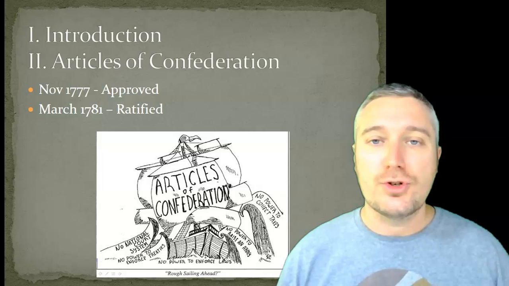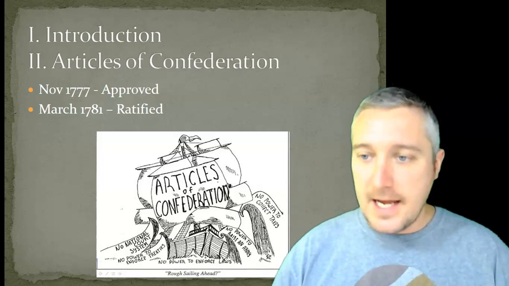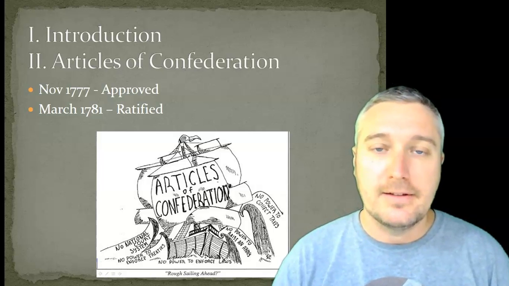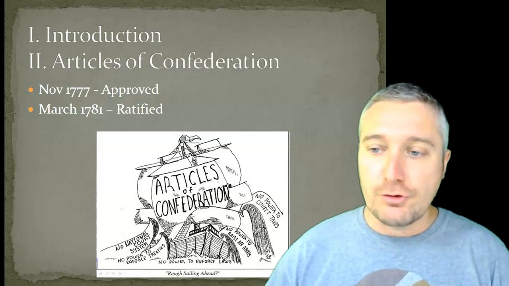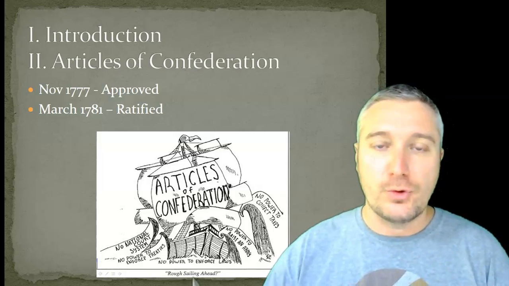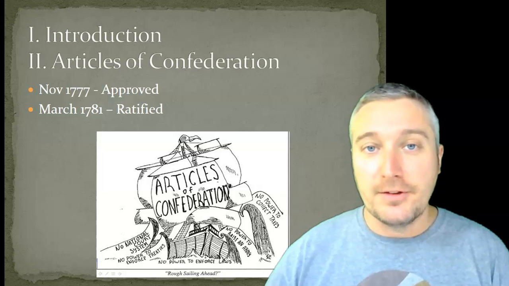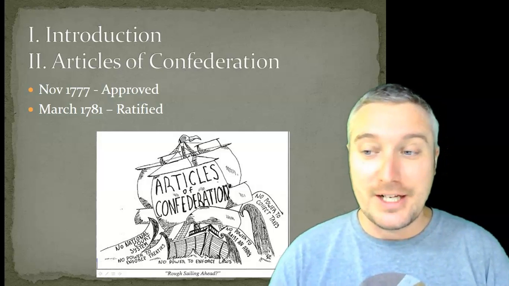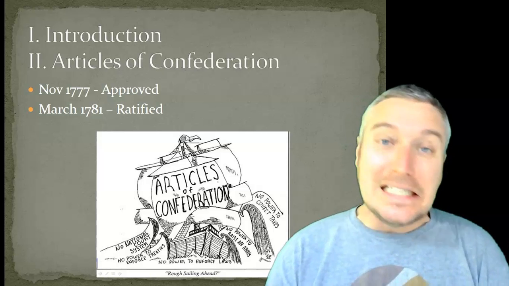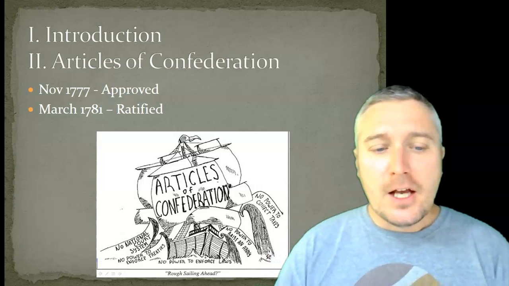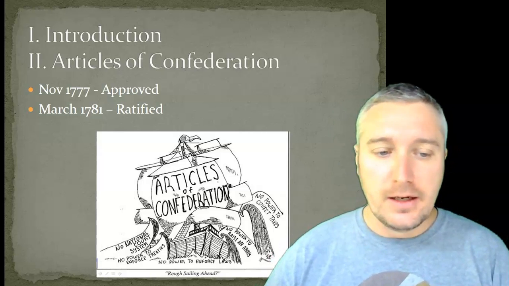So the Constitution, as it is set up today and will be set up in 1789, is so far removed from what the people actually wanted at this time. But they're going to go through some growing pains and realize that perhaps what they want and what they need are two different things. So let's take a look at the Articles of Confederation.